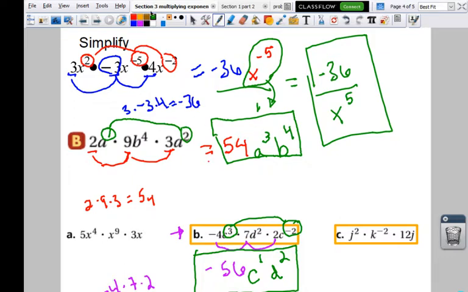Alright, your guys' turn. I want you to do part C in the box right there. On your own, part C in the box. Question, Greg? Yeah, can you run it by me? If there's no number right next to it, what do you think it is? This one. So 1 times 1 times 12.